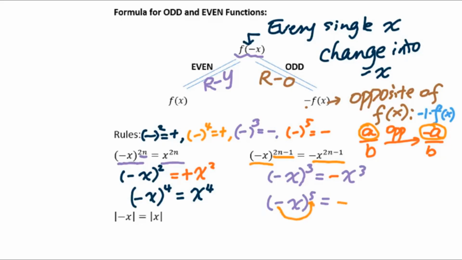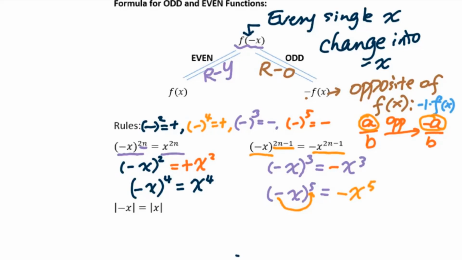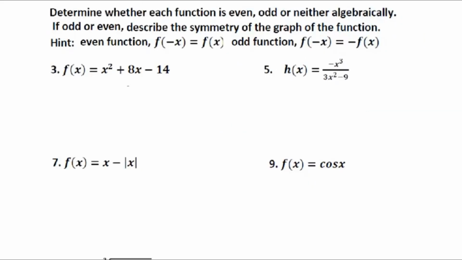That's negative x to the fifth power. Since we know that the absolute value of -2 equals +2, therefore the absolute value of negative x equals the absolute value of x. Now look at some examples. Determine whether each function is even, odd, or neither algebraically.